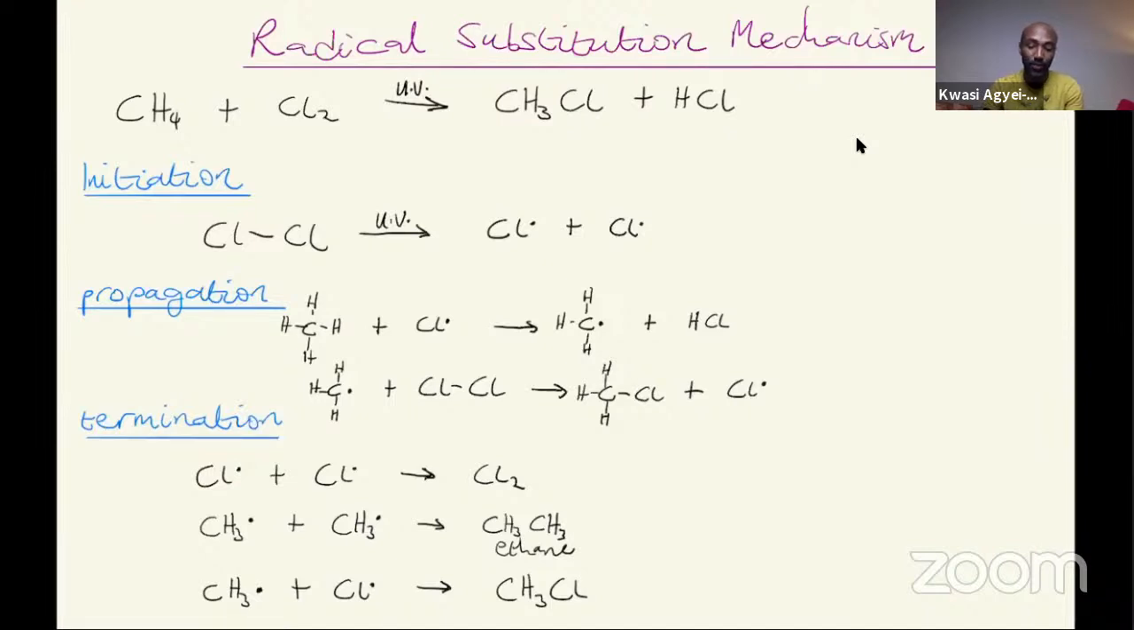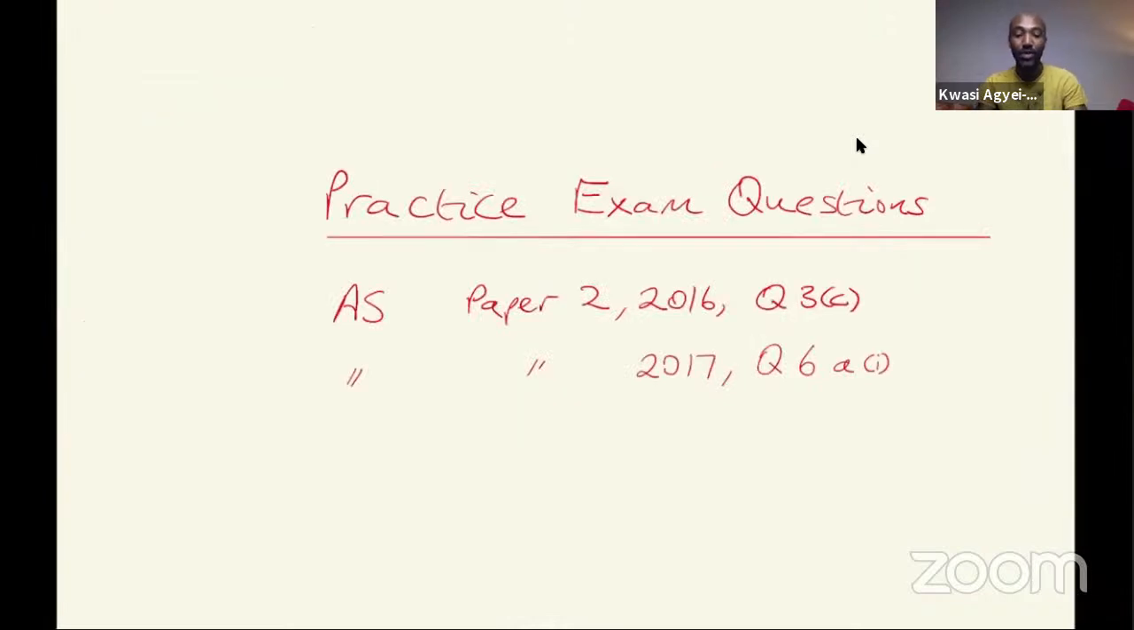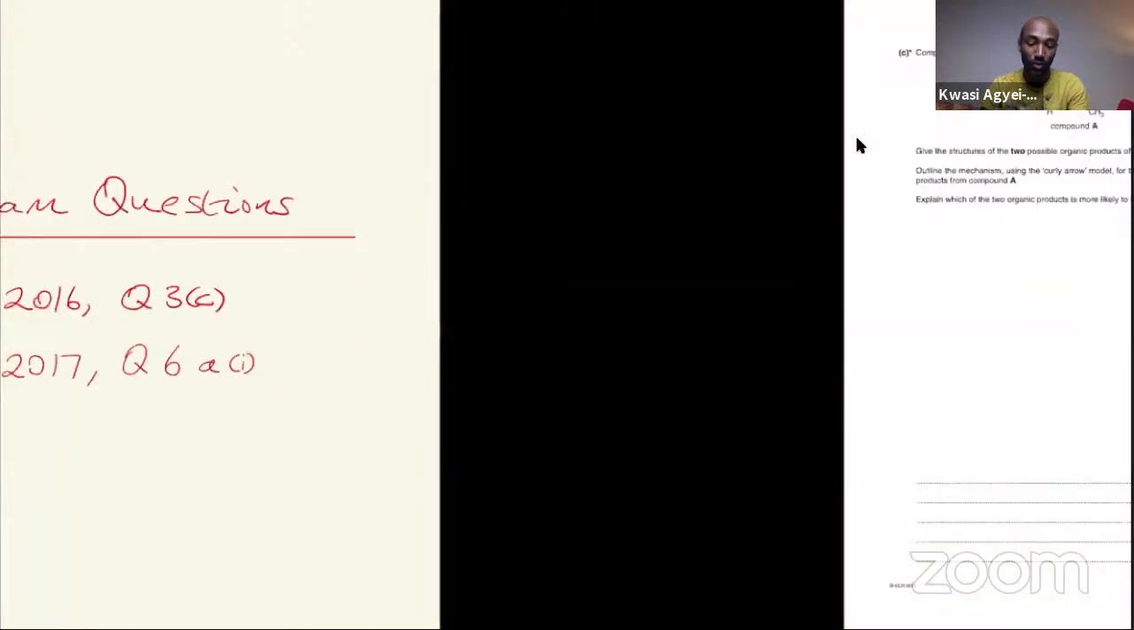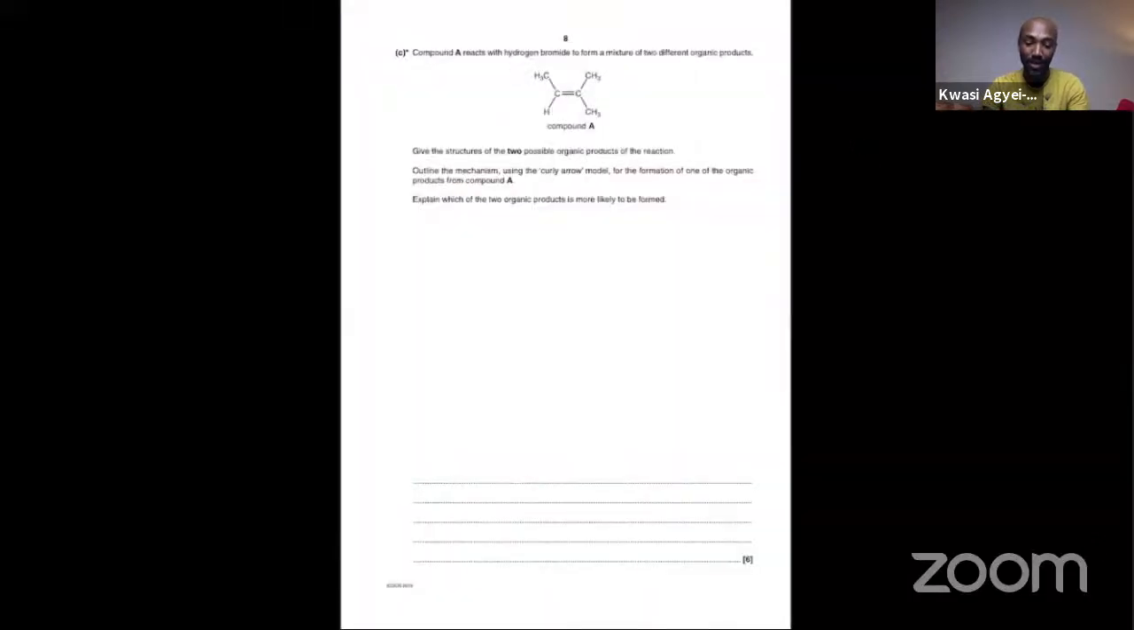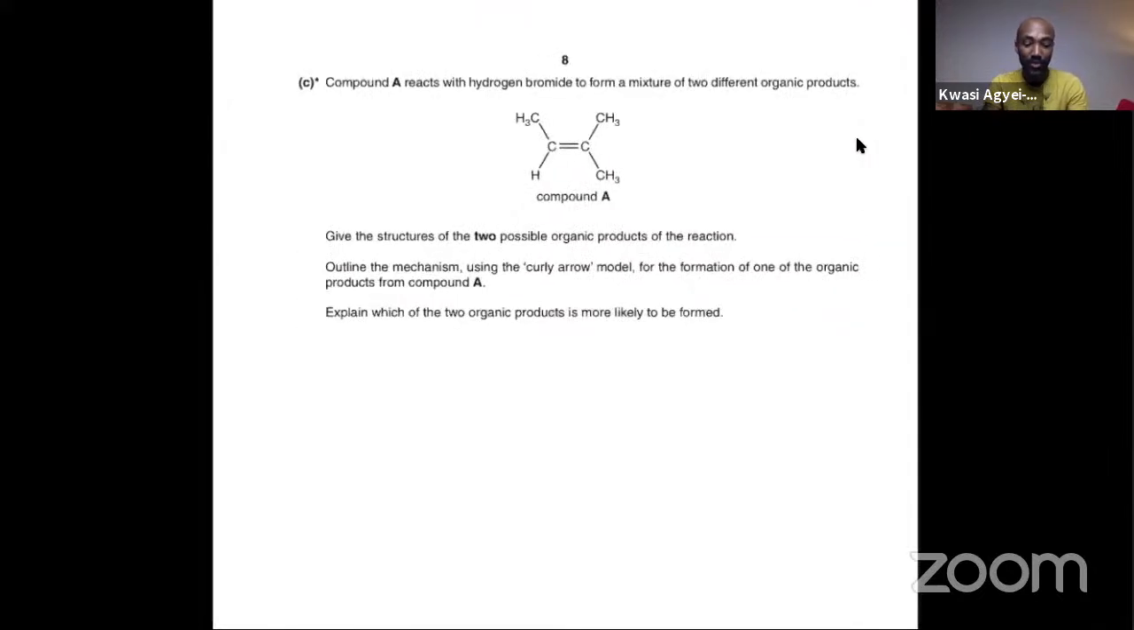Good. So having looked at all the different mechanisms we need to know at AS, let's have a quick look at a couple of exam questions to see what you will be facing in your A level. Okay, so here is a question. We're looking at compound A, and we're told that it reacts with hydrogen bromide to form a mixture of two different products. Give the structures of the two possible organic products.